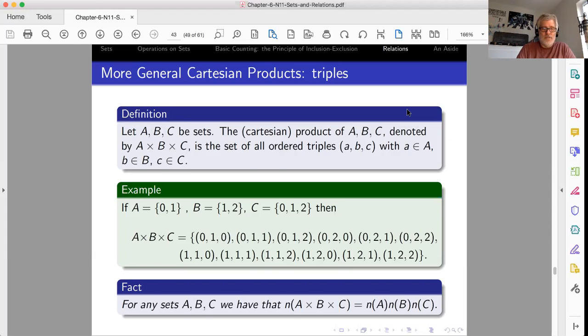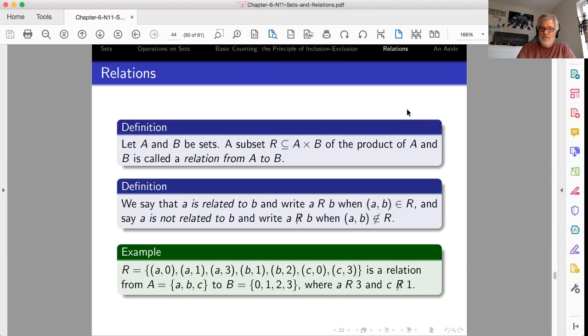So what's a relation? Again, this is just a definition. A relation from A to B, where A and B are sets, is any subset of A times B. If you start thinking about how many relations there are from A to B, there's a whole bunch of them. If A and B are fairly large, this gets really big. So any subset of A times B, we call a relation from A to B.